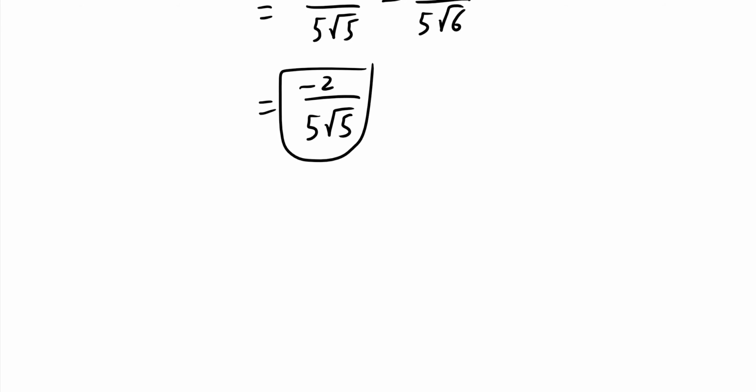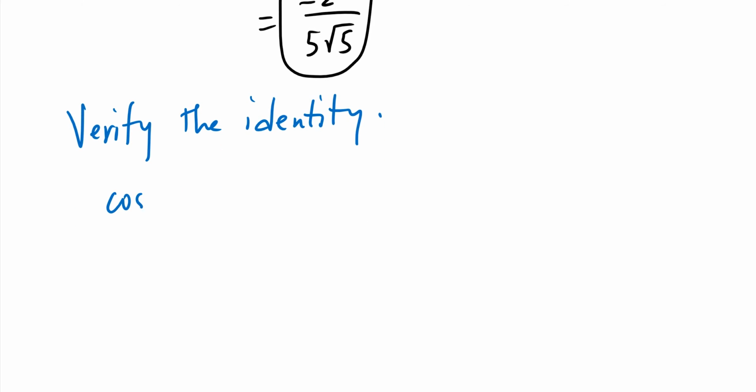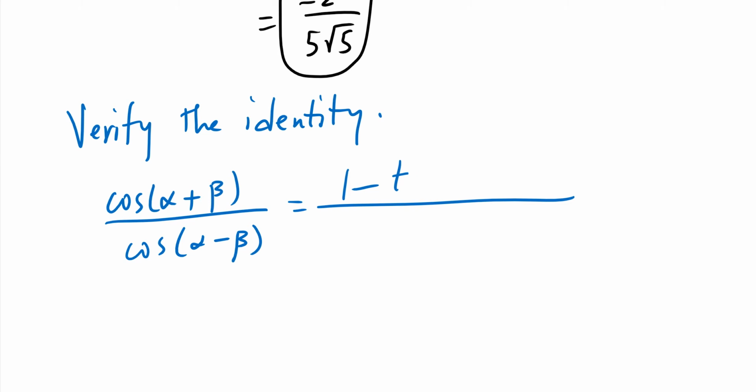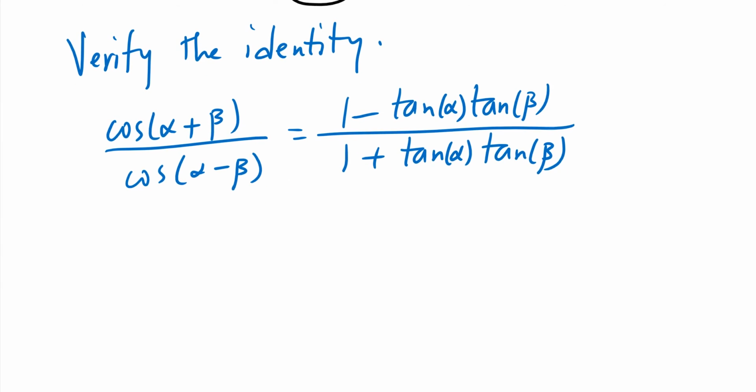More applications to this. We can be asked to verify the identity. Kind of like prove an identity as we did in the previous section. Cosine of alpha plus beta over cosine of alpha minus beta equals 1 minus tangent alpha tangent beta over 1 plus tangent alpha tangent beta. So if I look at such an identity, the first thing that comes to mind is maybe I want to start with the left-hand side.